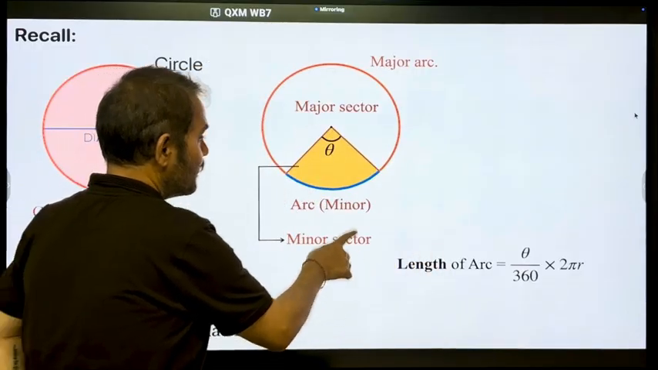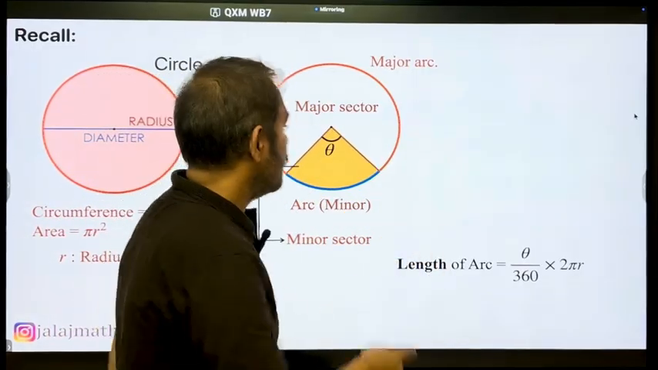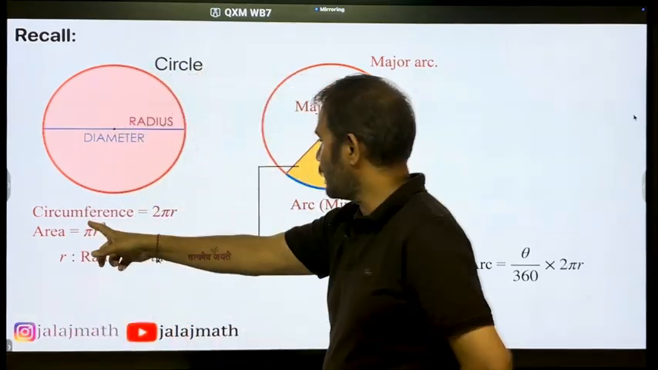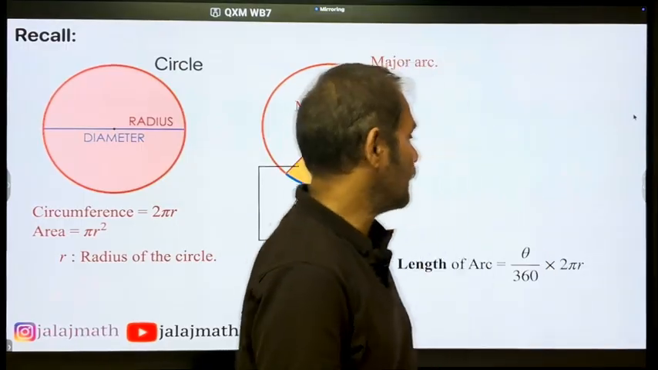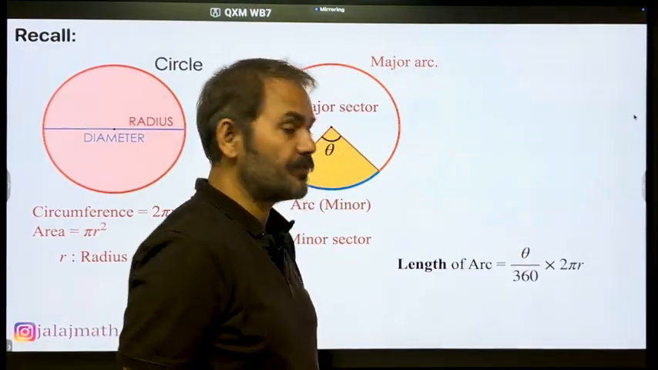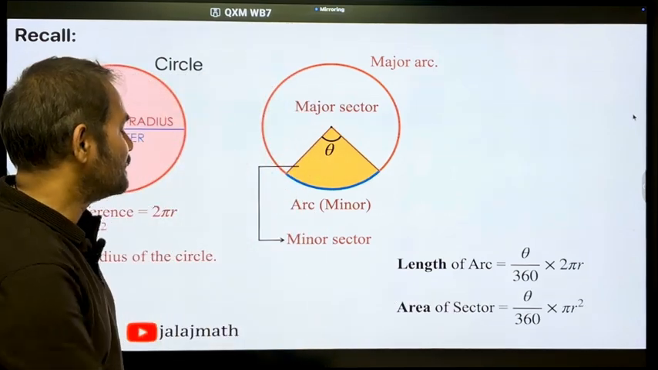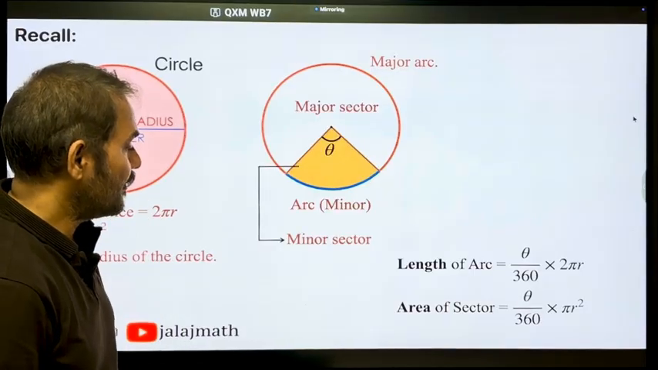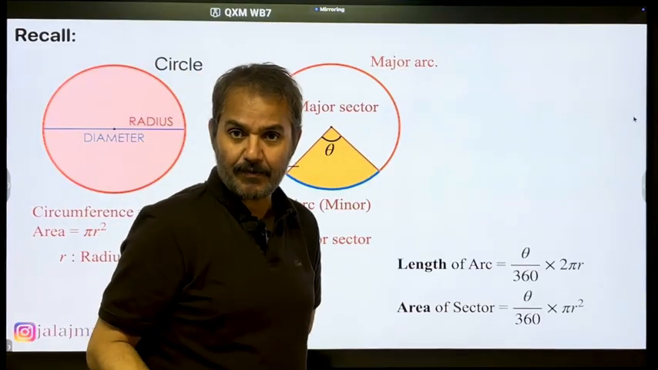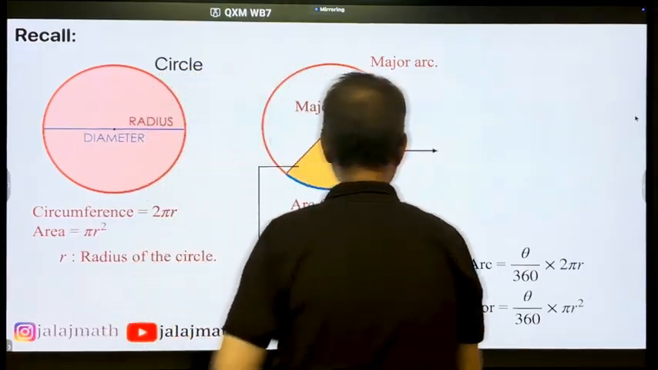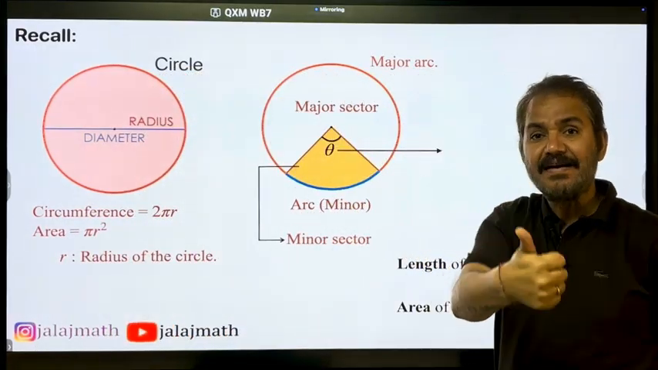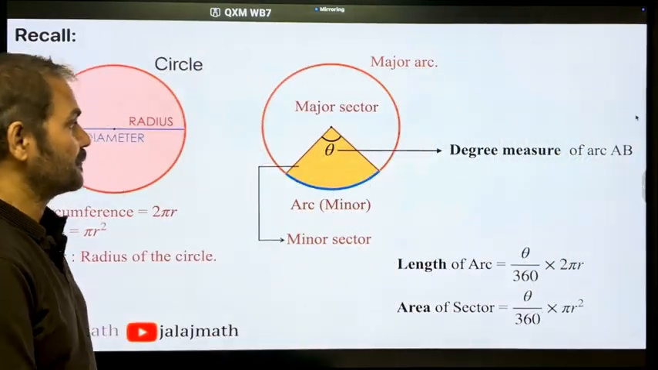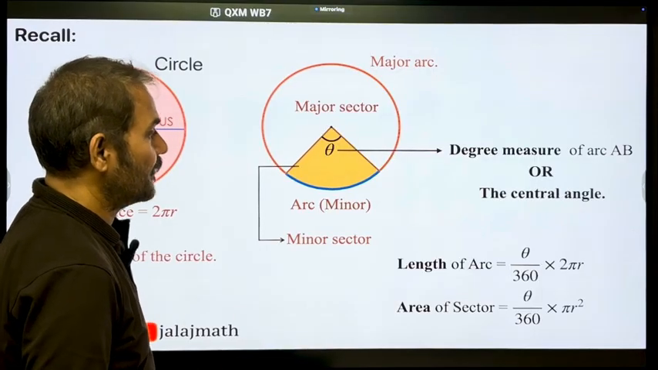So length of arc, we go with the proportionality rule. When the total angle is 360 degree, length of arc, that is the circumference, is 2 pi r. So when the angle is theta, this is theta over 360 of 2 pi r. And when it comes to area of sectors, similarly, we use the proportionality rule, and it is theta over 360 times pi r squared, right? Moving on, this theta, we either call it central angle or we call it degree measure of this arc. We also call it central angle, right?